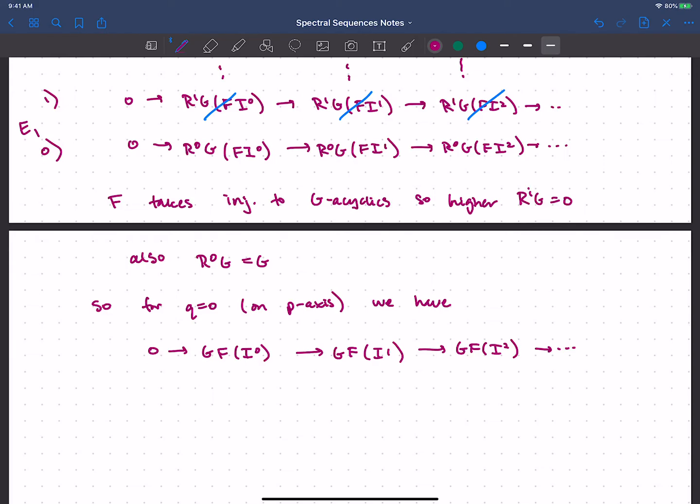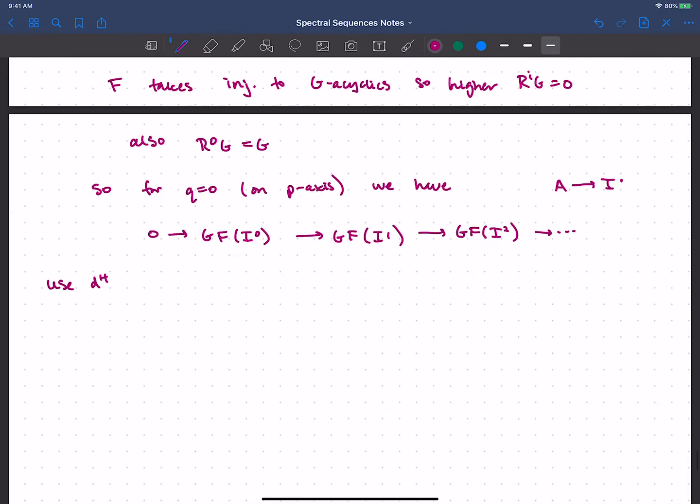Now remember that these I's were coming from an injective resolution of A, so this just looks like the composition applied to an injective resolution. Okay, so now when we use our horizontal differential, what are we doing? We just took G after F, applied it to an injective resolution for A, and then we're taking homology. Well, that's exactly how I compute the derived functors for the composition.